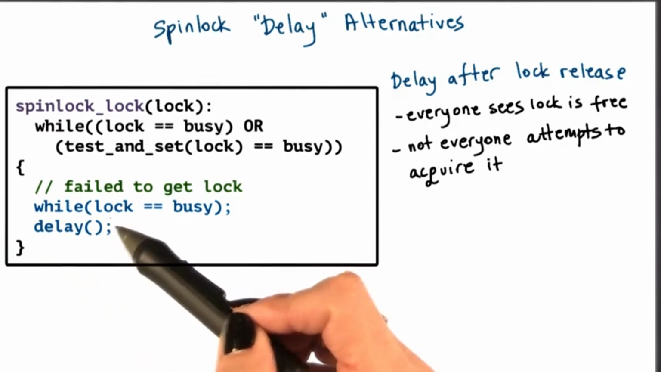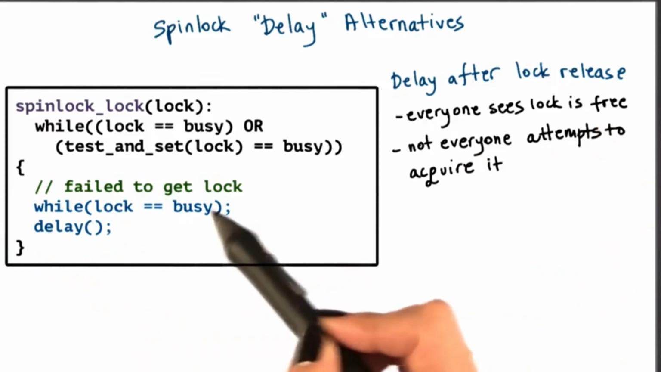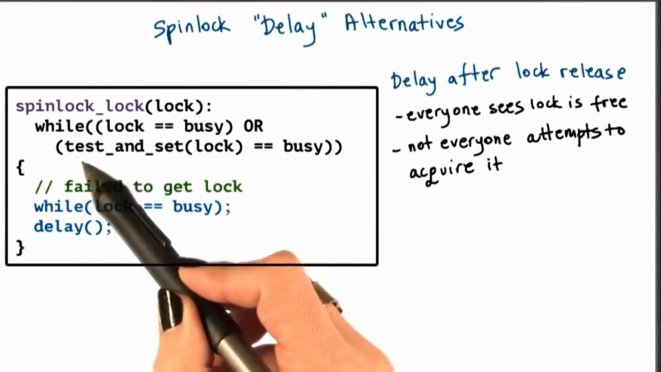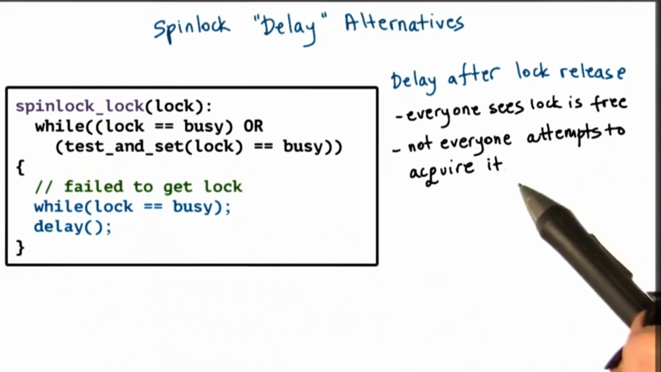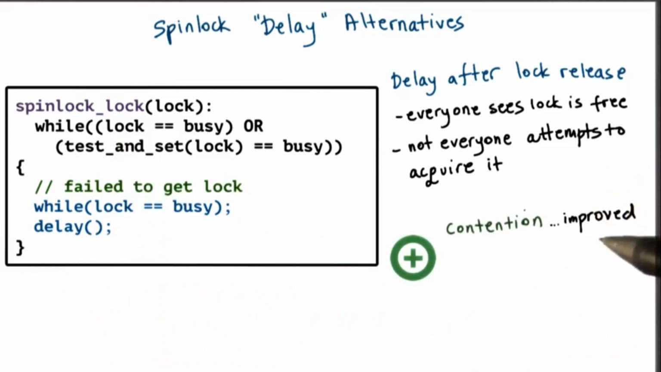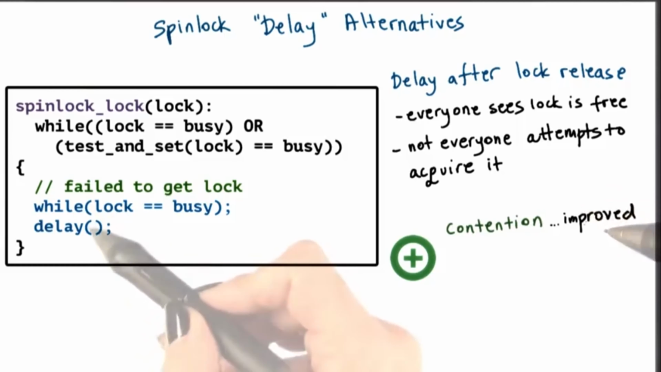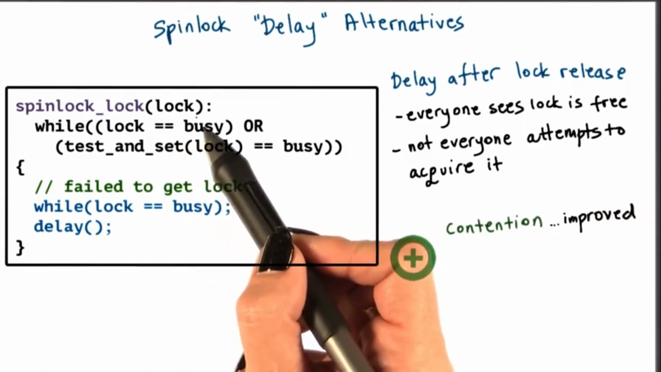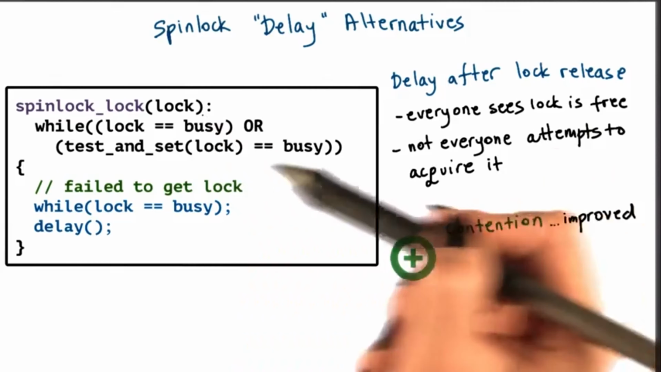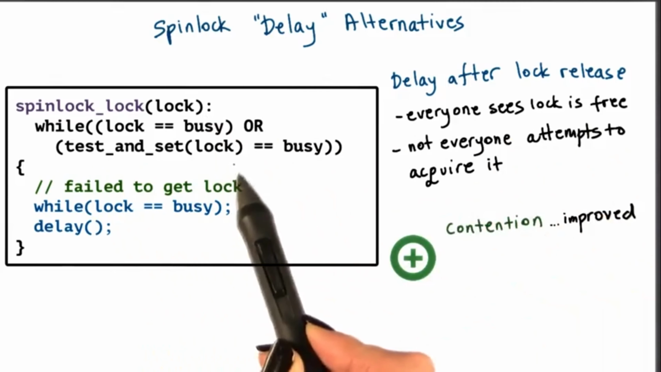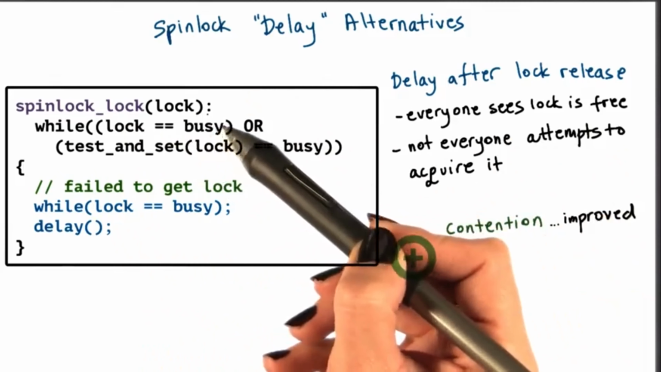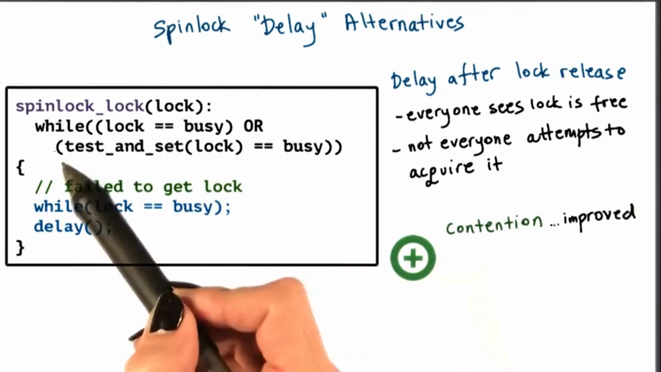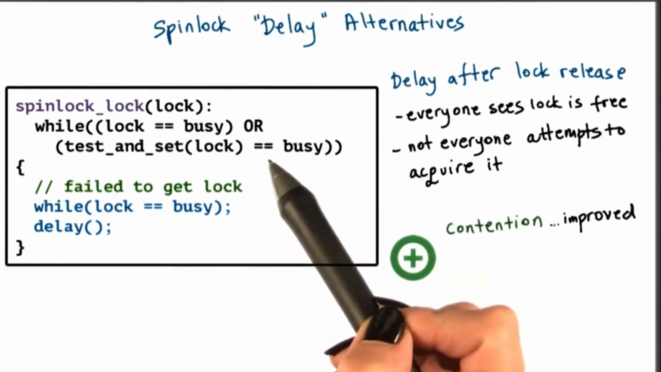The rationale of this is, yes, everybody will see that the lock is free at the same time. However, with this delay, not everybody will try to issue the atomic operation at the same time. As a result, the contention in the system will be significantly improved. When the delay expires, the delayed threads will try to recheck the value of the lock, and if somebody else in the meantime came and executed the test-and-set, it's possible they will see that the lock is busy, and then they will go in this inner while loop and continue spinning. If the lock is free, the delayed thread will execute the atomic operation.